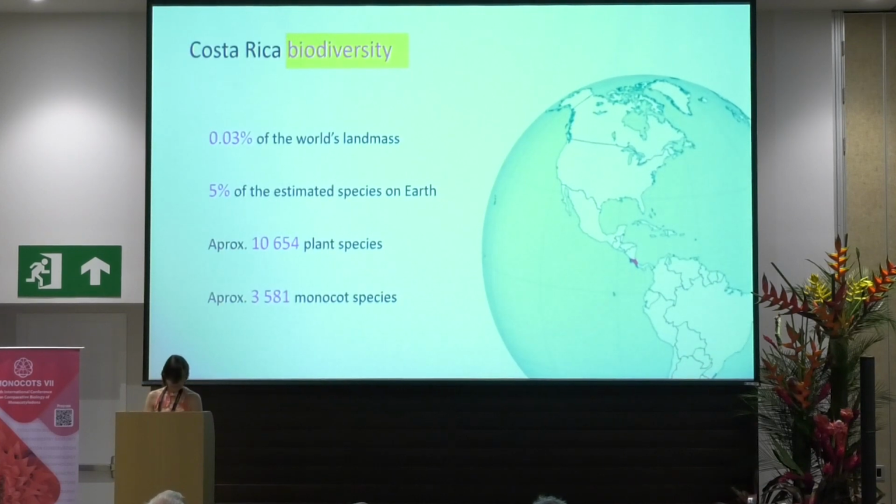As you know, Costa Rica is a small country, making up only 0.03% of the world landmass, but it is the home of about 5% of the estimated species on Earth. Seed plants are represented by at least 10,600 species, and monocots, well, my numbers are different, 3,500 or so species.